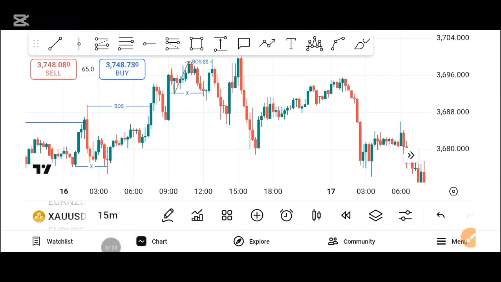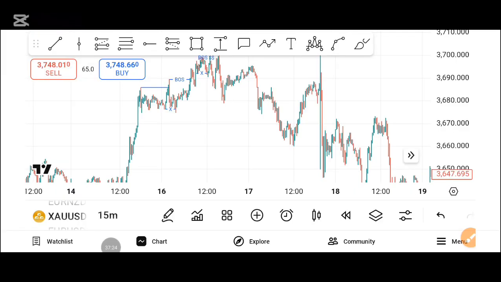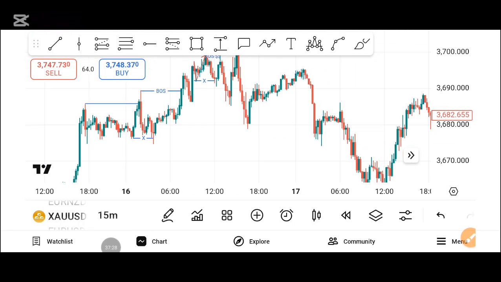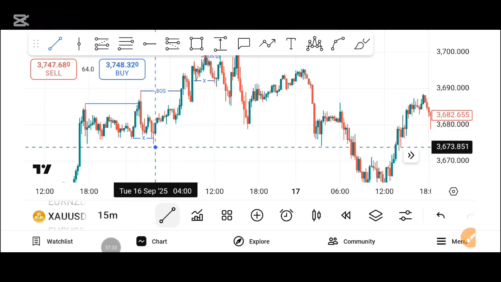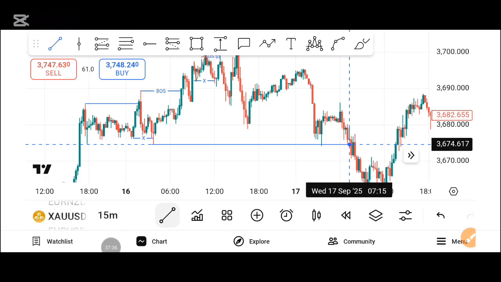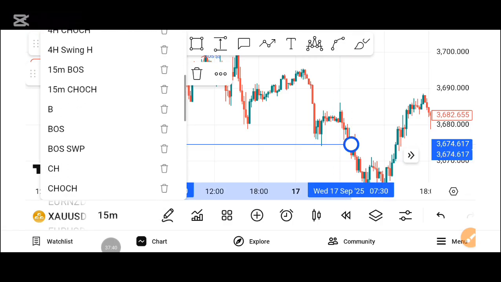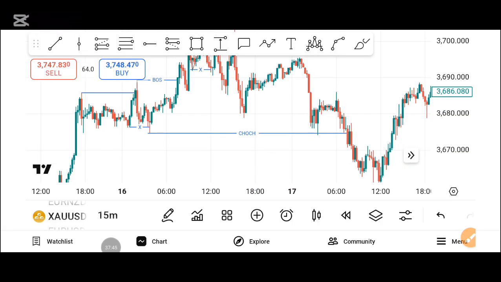So this was a sweep. Remember, we have a choke here after inducement that led to this break in structure. We have a valid choke here, which means change of character. A valid change of character here.